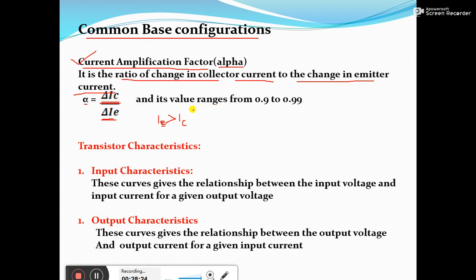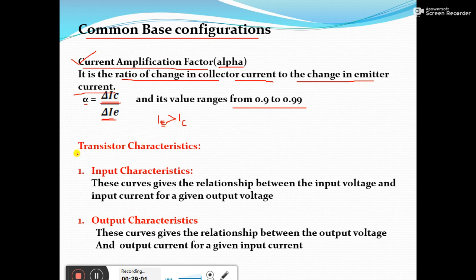So the value will always be less than 1, ranging from 0.9 to 0.99, and it will never be equal to 1. As we have seen in the working, if 100% of the charge carriers are emitted from the emitter, 5% will combine at the base and the rest 95% will reach the collector. So IC can be 95% of IE, but it cannot be 100% of IE.